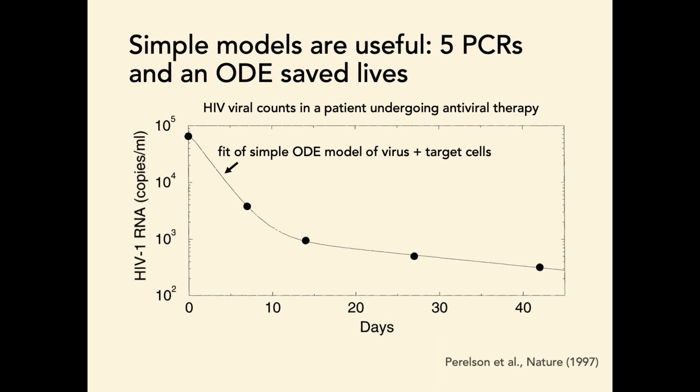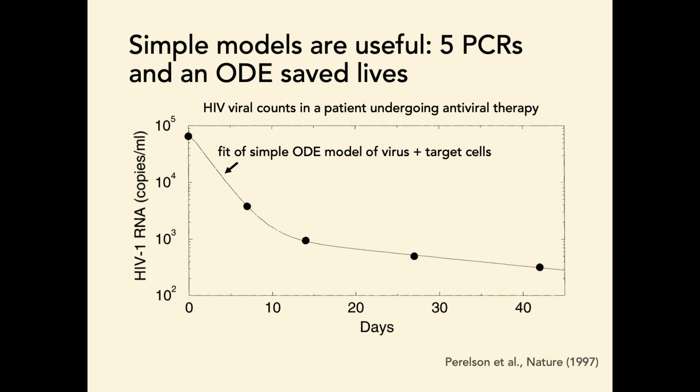All right, so many of you are probably aware of this classic work. Physicist Alan Perelson and colleagues developed a really simple ODE model for the total amount of HIV virus in a person and used this model to analyze data coming from patients undergoing antiviral therapy. And you can see the number of viruses falls in this really interesting two-phase manner.